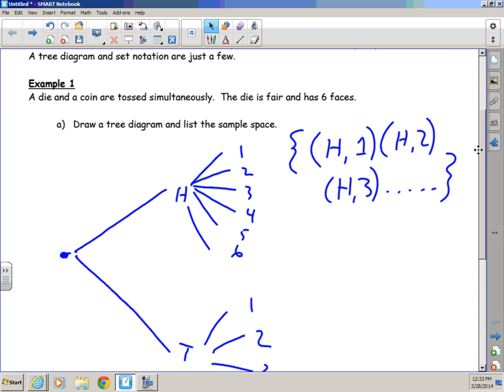in this case, a set of ordered pairs, but it could be even more than a set of ordered pairs, especially if I have more than 2 particular things happening here, okay? So I just wanted to go back and mention that.